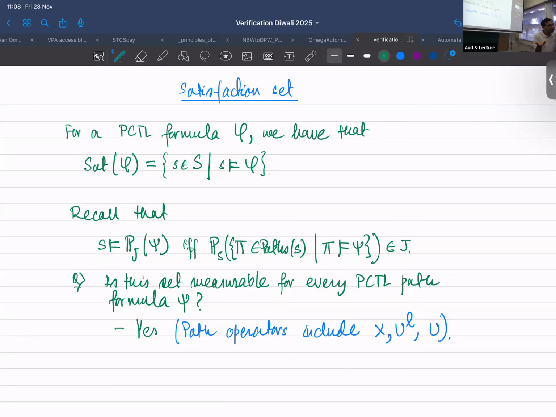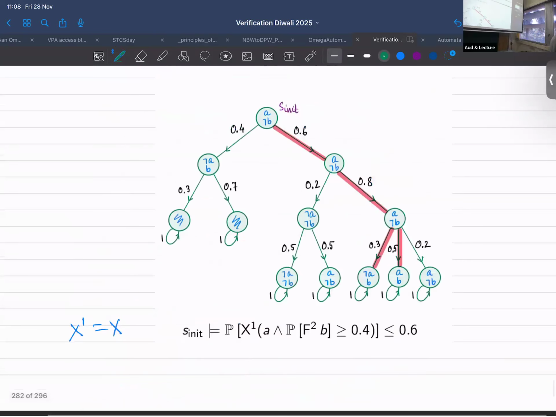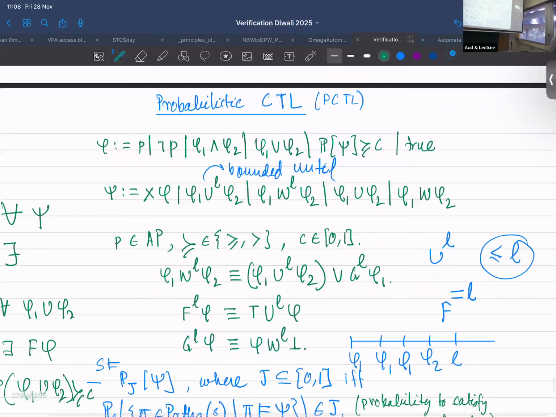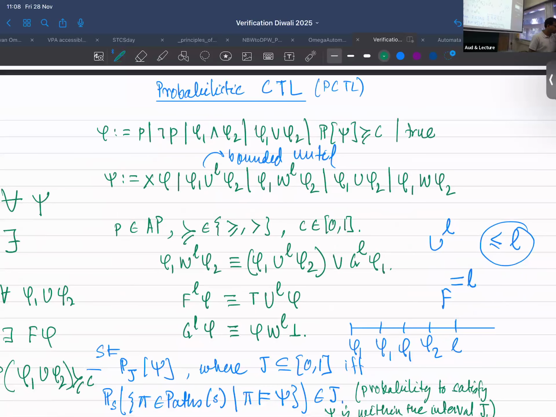What are the different kinds of path formulas we have? Here we have the next, we have an until, and we have a bounded until, right? And the weak untils you can also derive using the until, globally, etc. So we have these three kinds of path formulas, and if for each of them we know how to compute their measures, then we are done. Then the remaining part is just like CTL, right? So it's like disjunction, conjunction, negation. We know all of them.